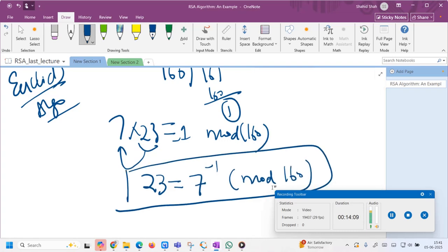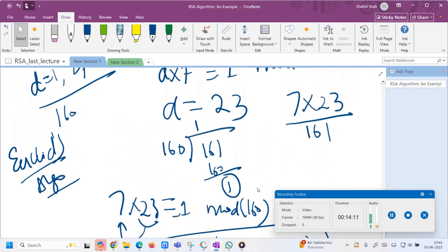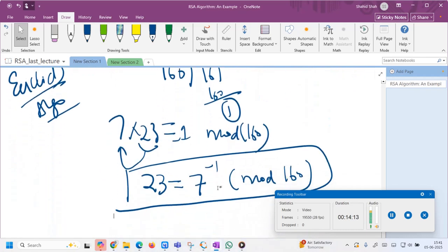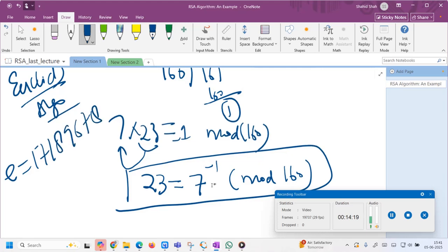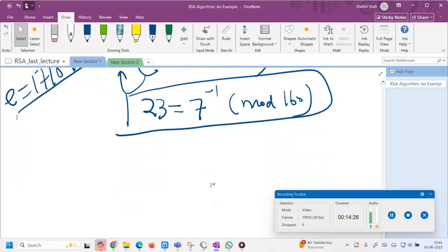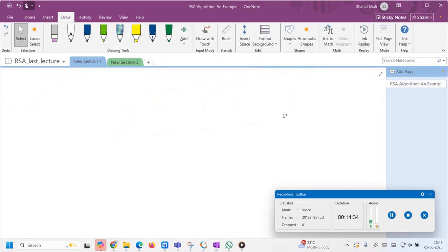So this inverse operation seems to be simple here because we are choosing E small. Imagine E to be a very large number. Finding D is then extremely complex, and that is the need. Because E is the public key and D is the private key, given the public key, it should be very difficult to compute the private key.